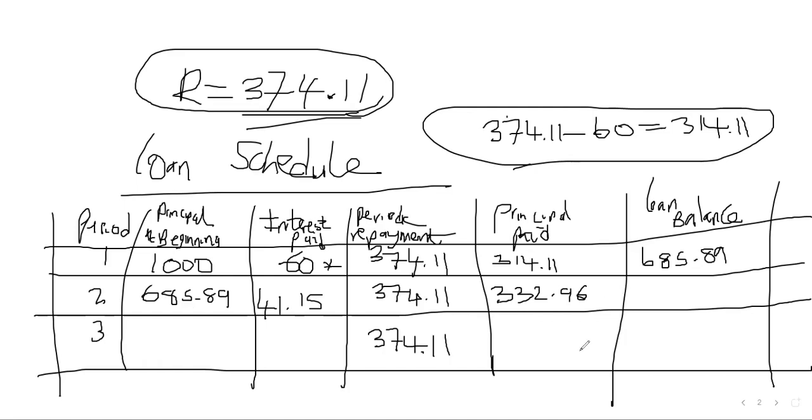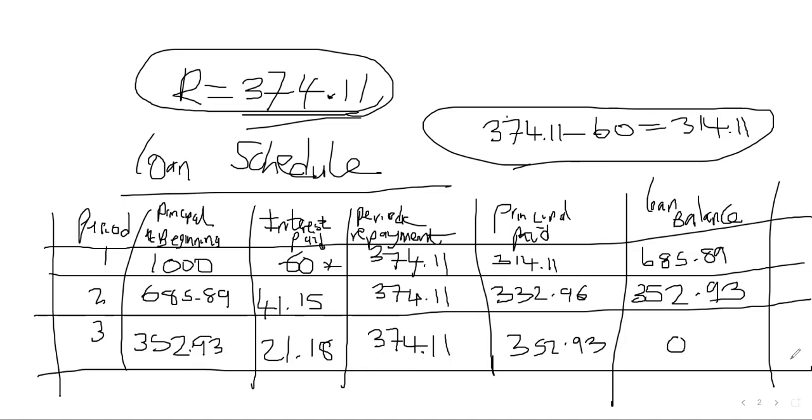So we are going to say now 685.89 minus the answer there is 352.93. So this one is a balance which will come here. Then multiply this one by 0.06. The interest you've paid is only 21.18, then you subtract 374.11 minus 21.18, which is 352.93. Meaning we're going to have a zero balance there. When you subtract this one minus that, you're going to have a zero. You would have finished paying the loan in 3 years' time.